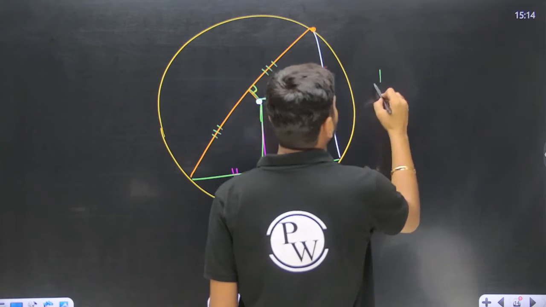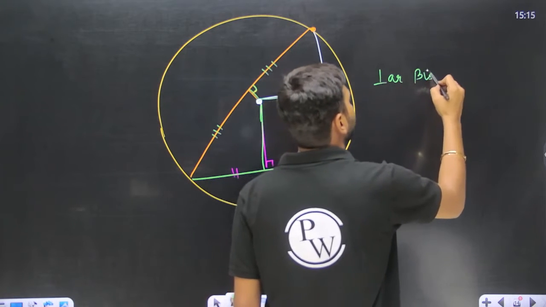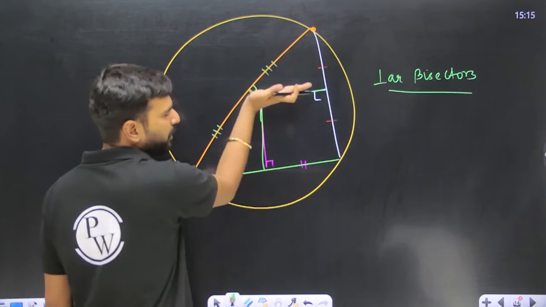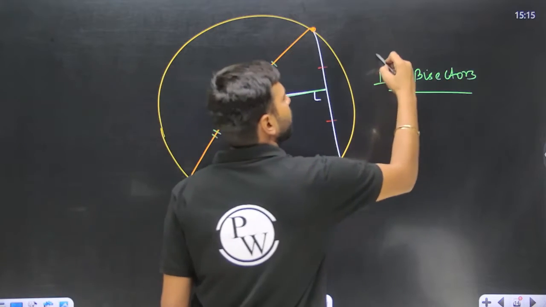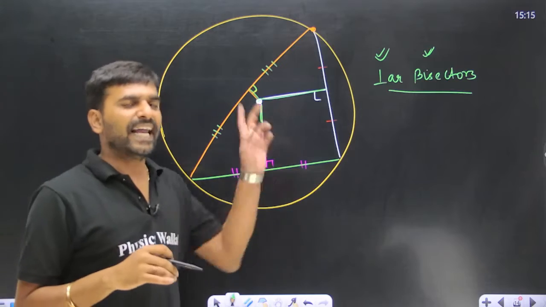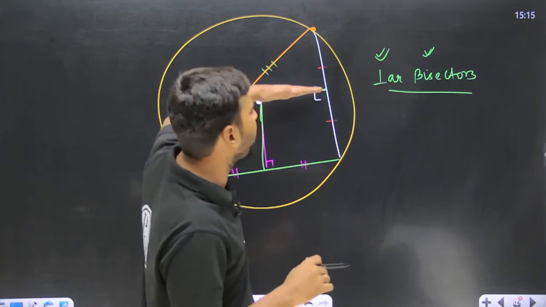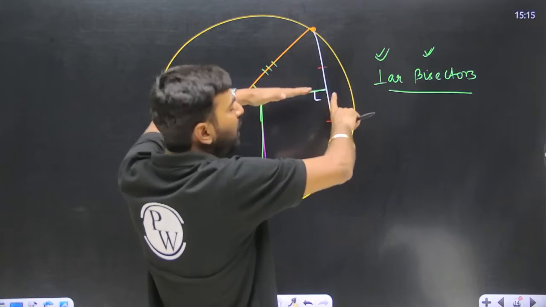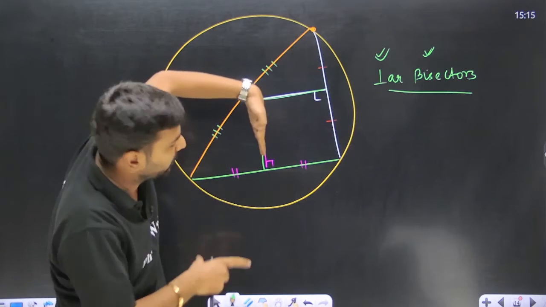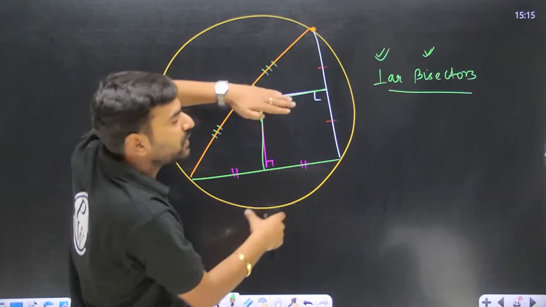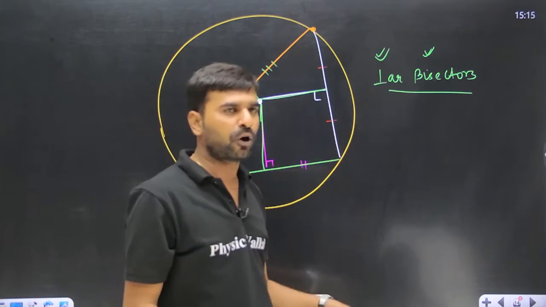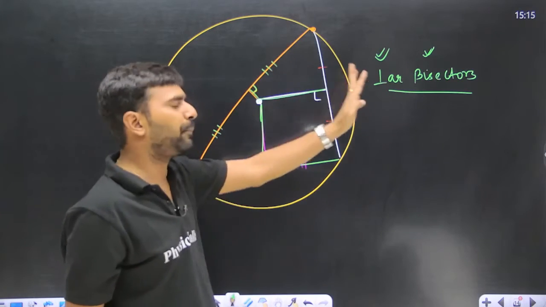three perpendicular bisectors only? Look, two terms are there: perpendicular bisectors. Perpendicular means it is perpendicular, number one. And bisector means it is dividing that line segment into two equal parts. If you drop a perpendicular from here, this portion and this portion are equal, so we call this a perpendicular bisector. If you drop a perpendicular from here, this and this are divided into two equal parts. So that's why we call these three lines perpendicular bisectors.